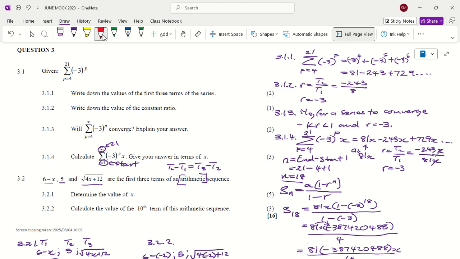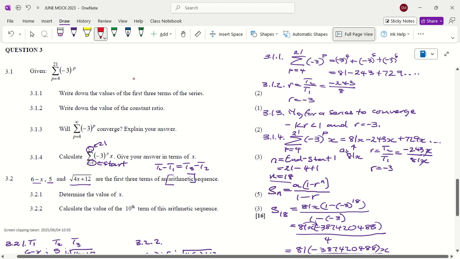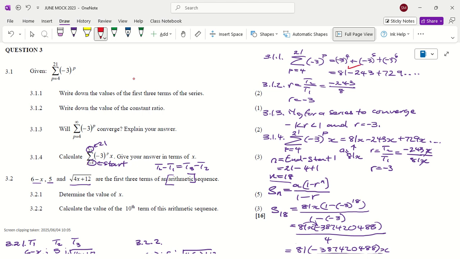For mark allocation, the first question, 3.1.1, we were asked to find the first three terms, right? And it was how many marks? It was 2 marks. Okay, sharp. You get a mark for the first term, and then you get a mark for the second two terms. There it is. 2 marks. The second question is 1 mark for you to find the ratio, which is negative 3. There's your 1 mark.